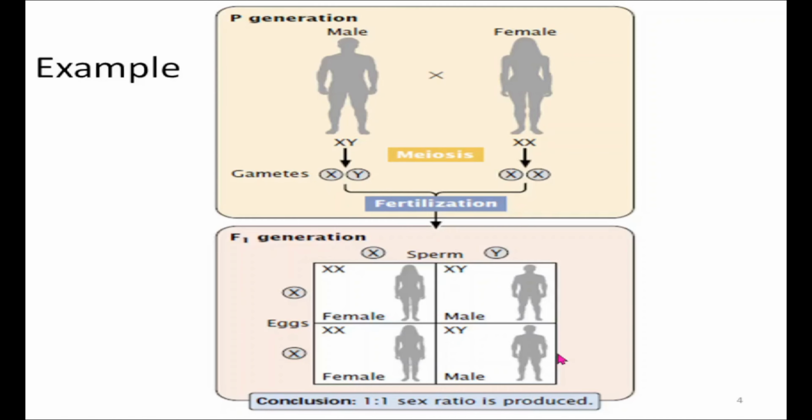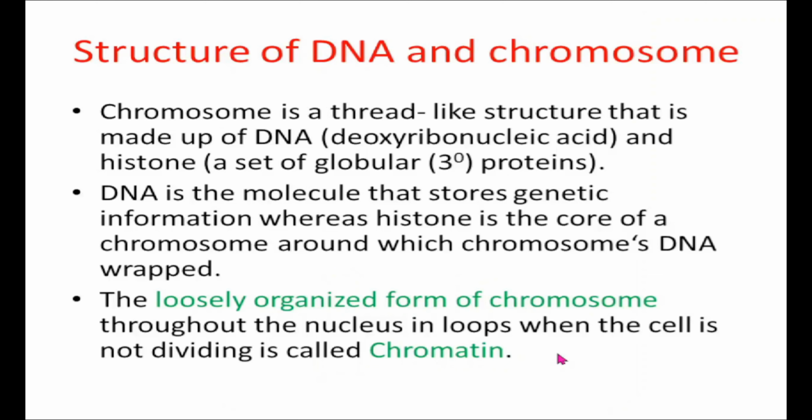Nature does not bias. The structure of DNA and chromosome. A chromosome is a thread-like structure that is made up of DNA and histone. Histone is a kind of protein. DNA is a molecule that stores genetic information, whereas histone is the core of a chromosome around which the DNA is wrapped.